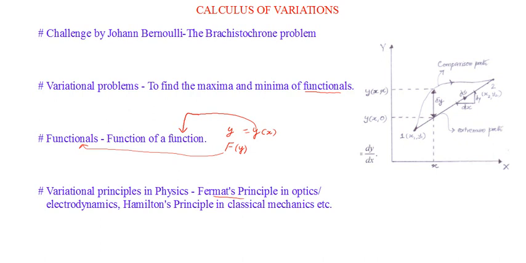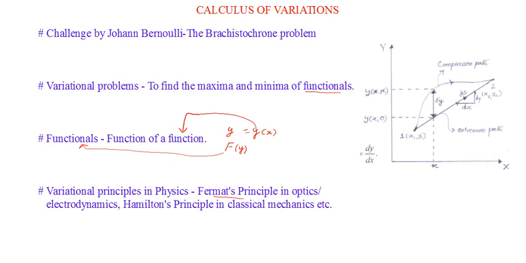A function, as we know, relates or maps a real number to another real number, whereas a functional maps or relates a function to a real number. I repeat, a function relates a real number to a real number, whereas a functional relates a function to a real number. So these are some mathematical definitions. But we'll see how the variational problems are addressed to find the maxima and minima of functionals. So to start with, let's consider the concept of variation first.